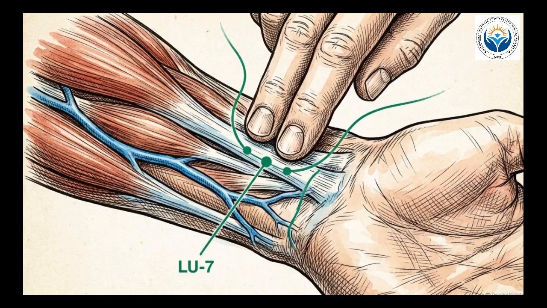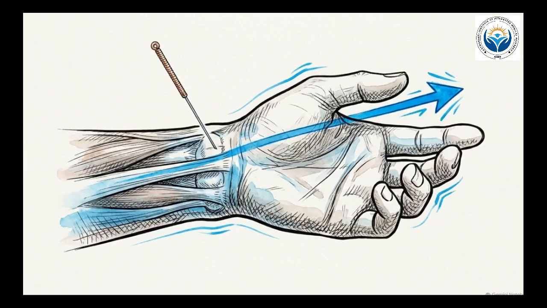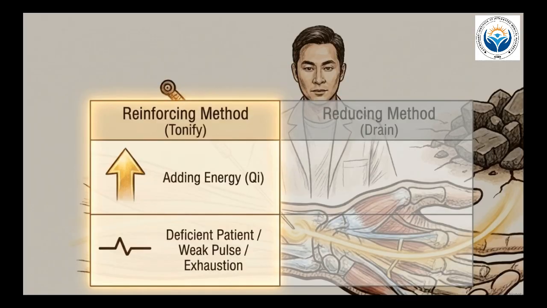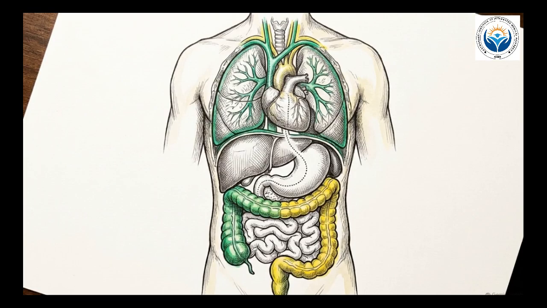Let's break down the mechanics, starting with distal needling. This means inserting the needle with the natural flow of the channel, angling toward the fingers. This table compares outcomes. Angling with the flow acts as a reinforcing method, adding energy to the system. This is designed for the deficient patient, often elderly individuals with a weak pulse, or patients feeling completely exhausted after straining. Physiologically, these patients lack the baseline energy to move their bowels.